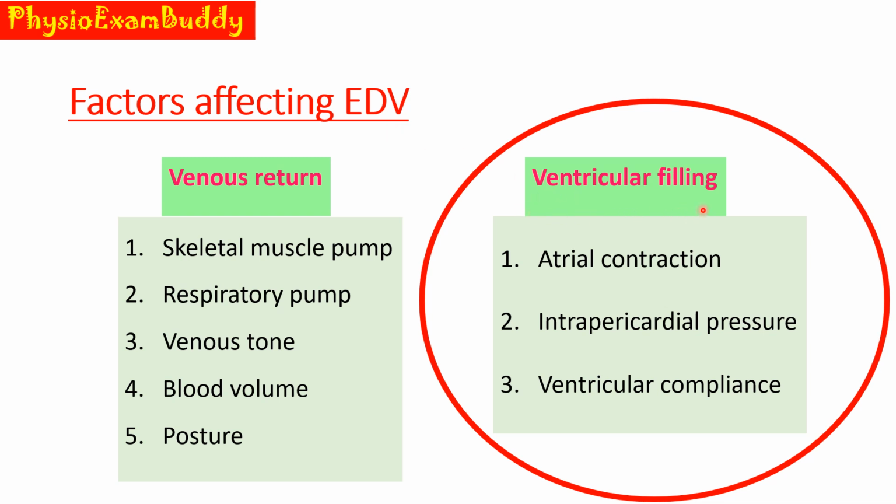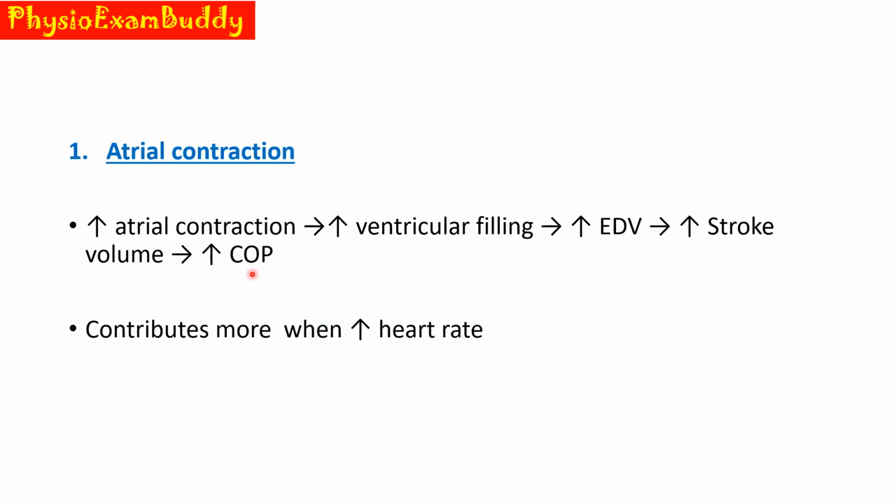Now we are moving on to the factors affecting the ventricular filling. The first factor which affects the ventricular filling is atrial contraction. Whenever there is an increase in the atrial contraction, the atria will pump blood into the ventricle. So it causes an increase in the ventricular filling, which will further increase the end diastolic volume. So according to Starling's law, again there is an increase in stroke volume and cardiac output. And this atrial contraction increasing the cardiac output mechanism contributes more when there is an increase in the heart rate, or tachycardia, in a subject.